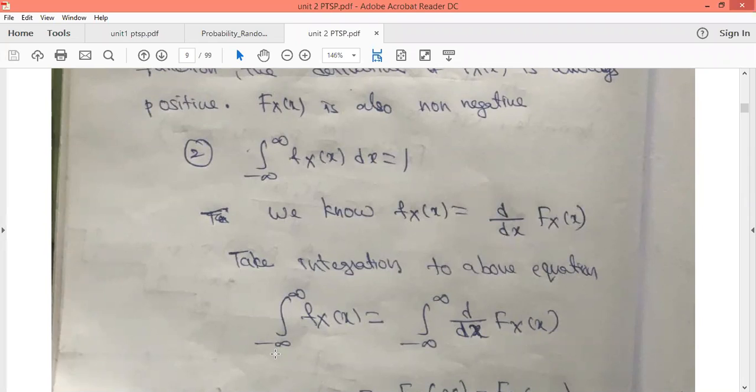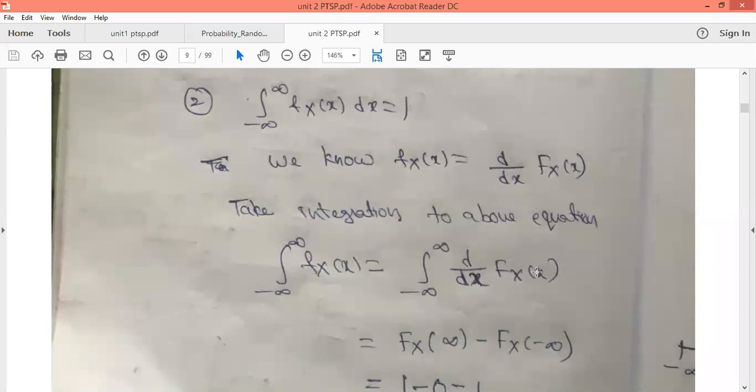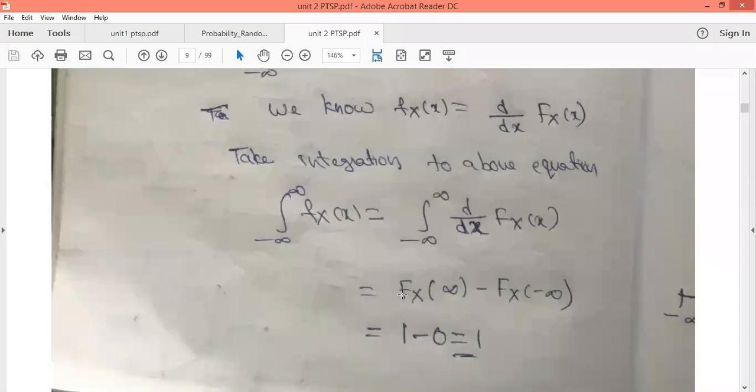So we do integration from minus infinity to plus infinity of fX(x) dx, that is equal to the integral from minus infinity to plus infinity of d by dx of FX(x) dx. So here dx will cancel, we will be getting dFX(x). So the integral of dFX(x) is FX(x). Okay, now we substitute the limits minus infinity to plus infinity. So that is why we will be getting FX(infinity) minus FX(minus infinity).